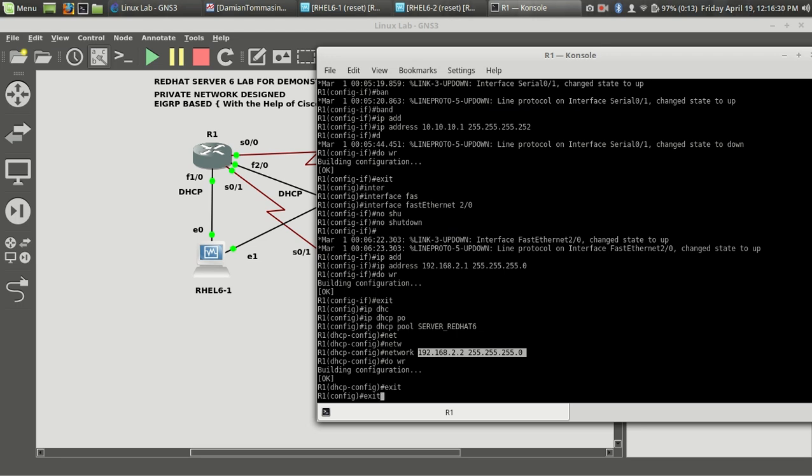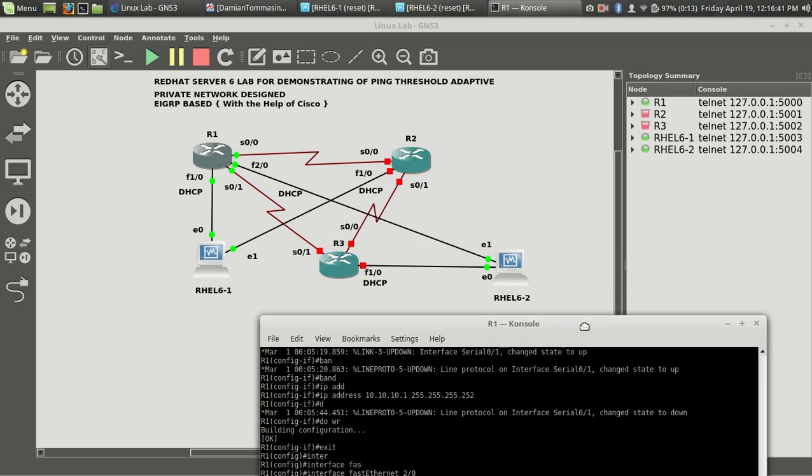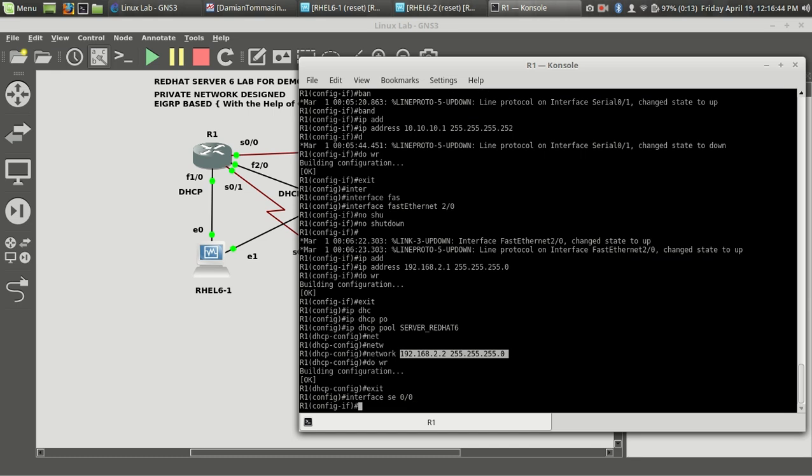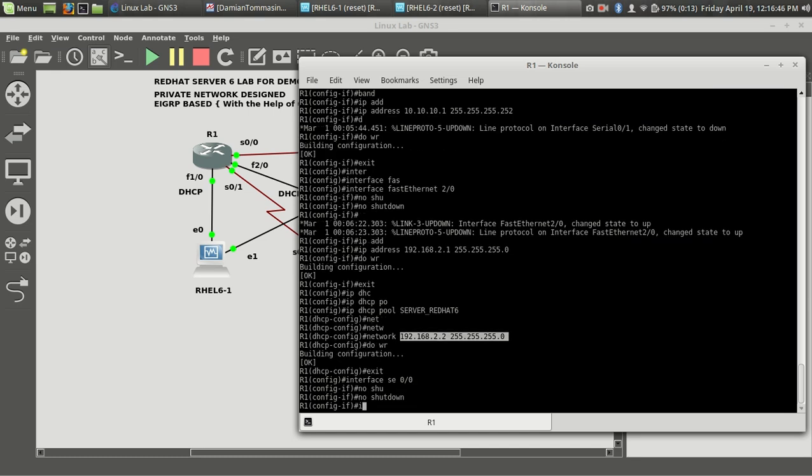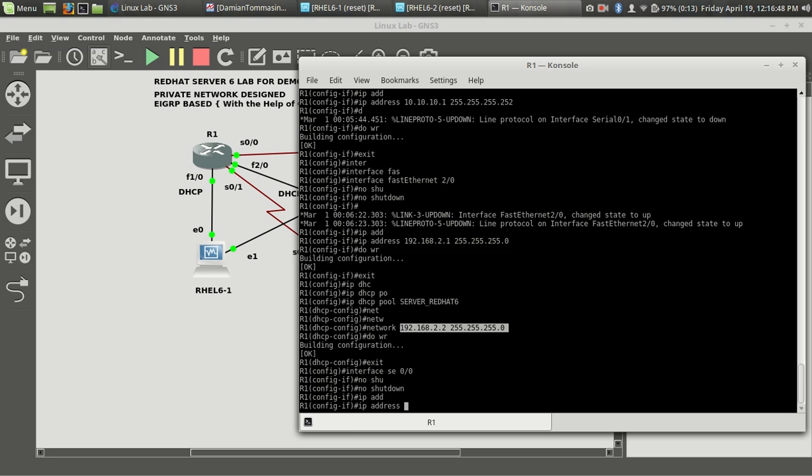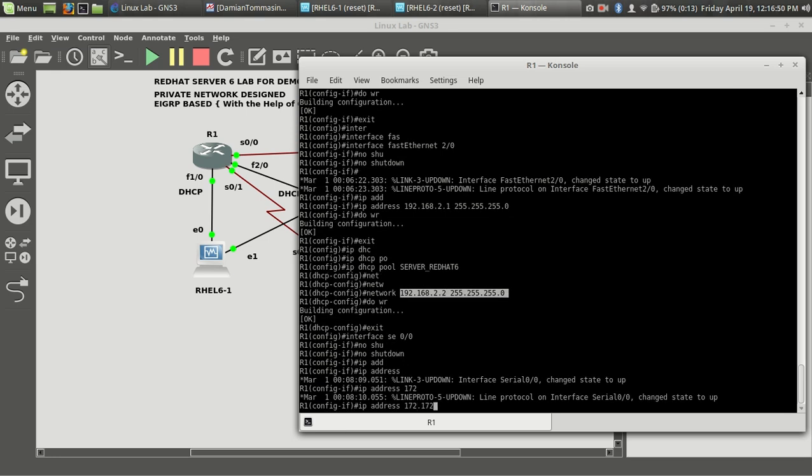Now my last port is Serial 0/0. In this port I need nothing for DHCP. The IP address is 172, and what I need is a subnet. A 24-bit subnet.